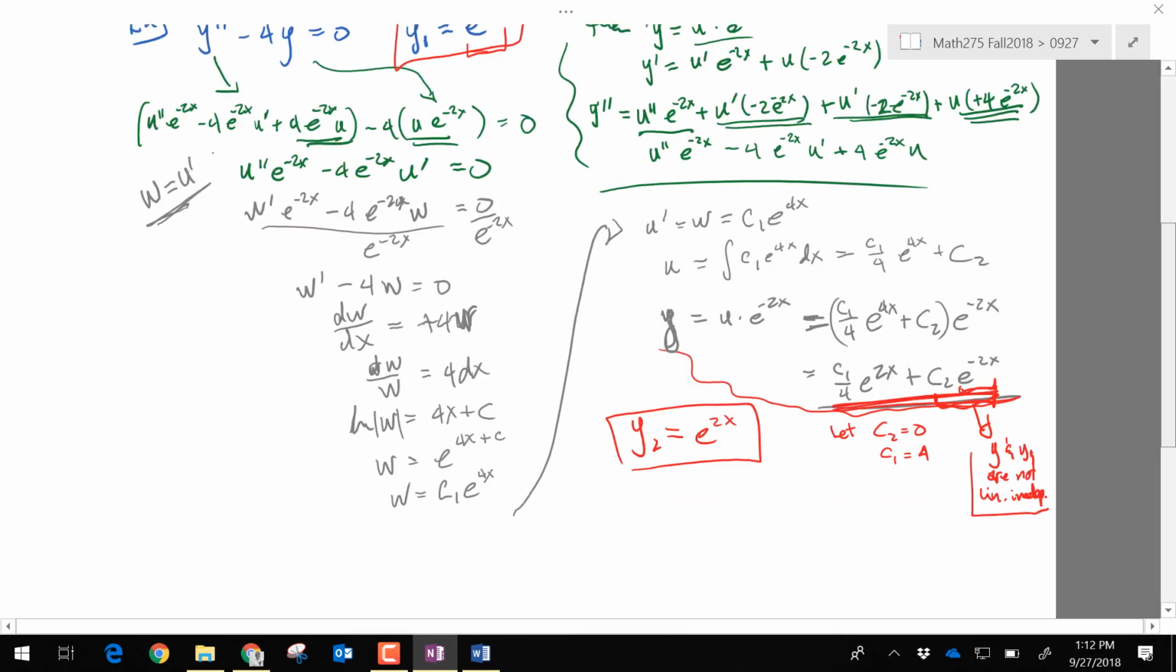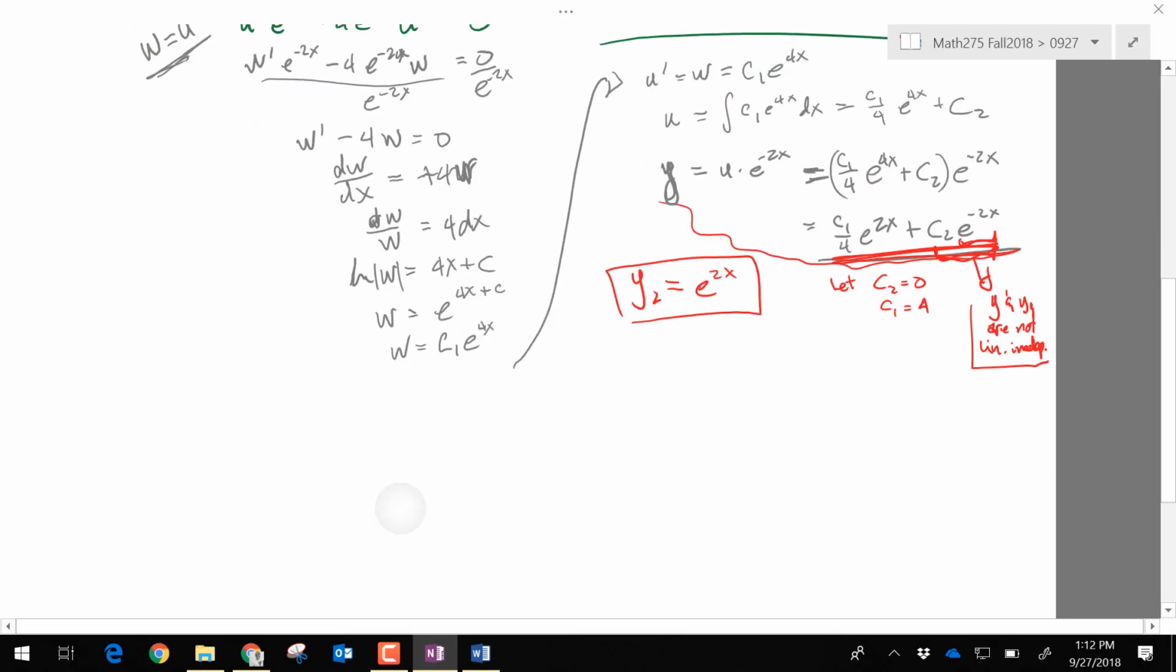I'm trying to find y2. And the thing is that my solution y has to be C1 times y1 plus C2 times y2. Now, if I included the C2 over here, then I'm just making things repeat itself, and so that's why it's not going to be linearly independent. So I just want the basic function that's going to make sense for me.